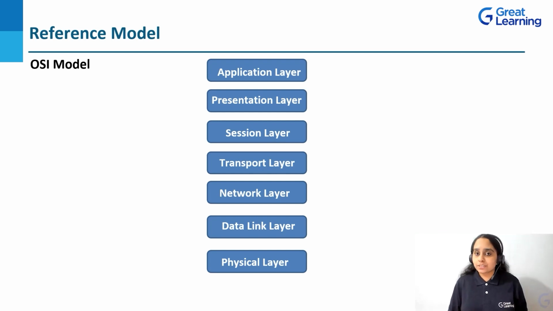Network layer is responsible for routing and logical addressing. Routing is the process of finding shortest path for transmitting the data. Logical addressing is a unique method used to identify the device in a network. The IP address of the sender and receiver is mentioned in the header by the network layer.